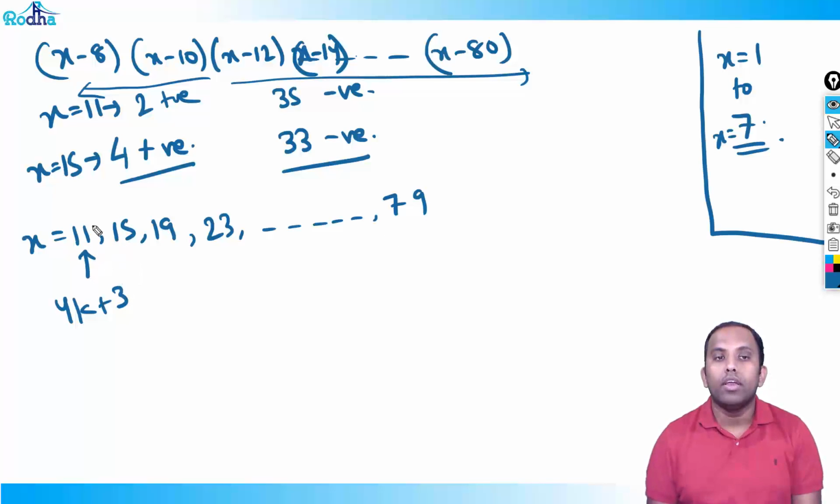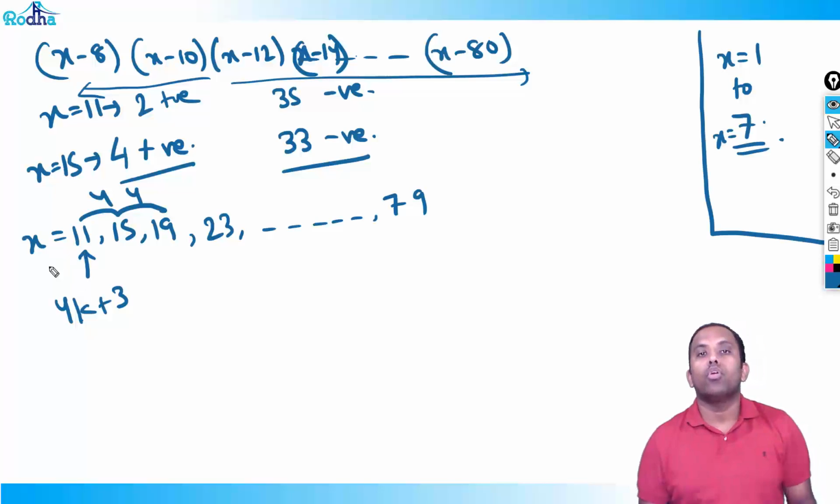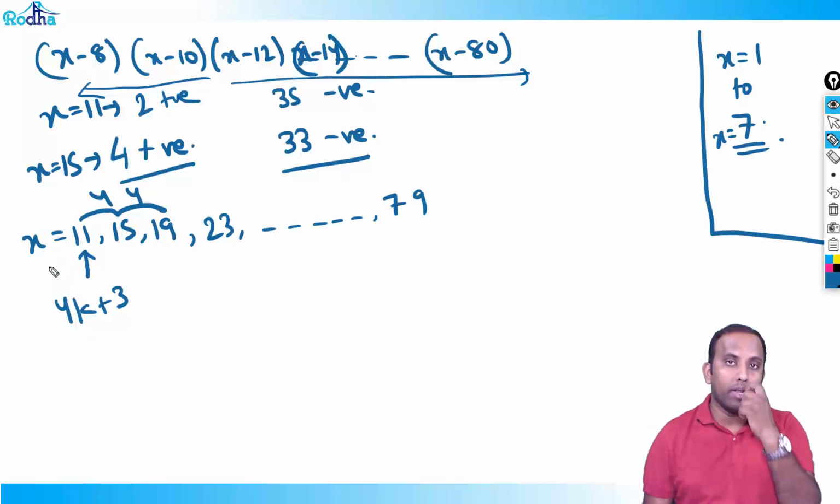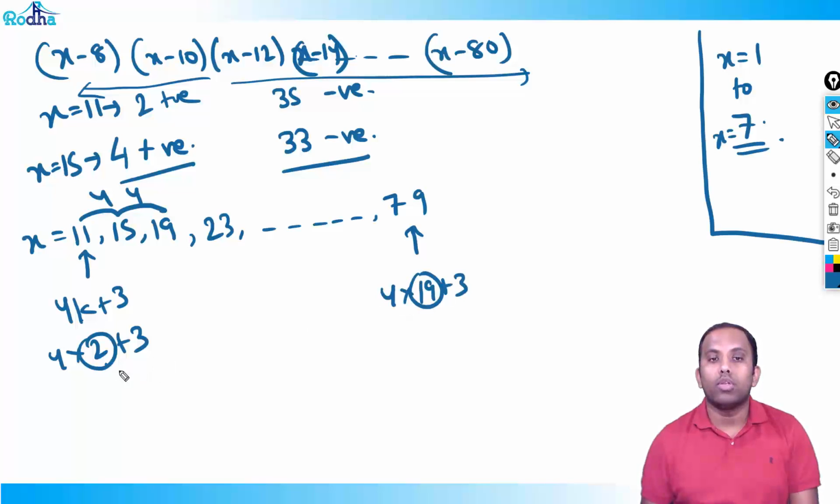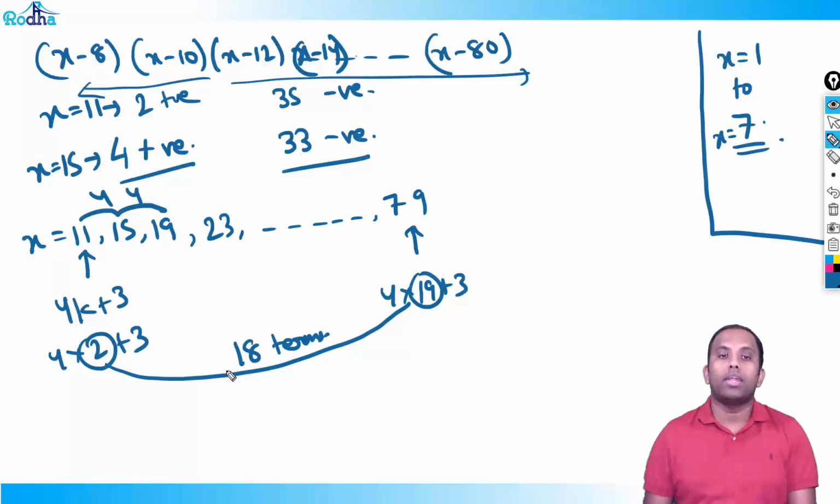So how to find it? From 11 to 15 all the gaps are of 4, so it is in multiples of 4, 4k. How to reach 11? 4 into 2 plus 3. The last term is of the form 4 into 19 plus 3. So from 2 to 19, how many terms? Difference plus 1: 17 plus 1, 18 terms.